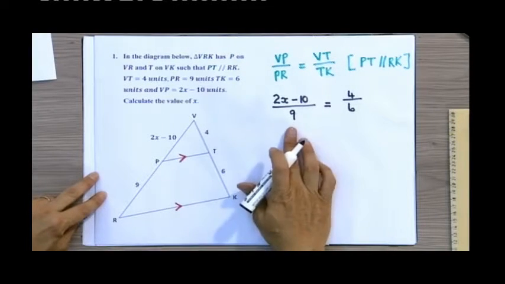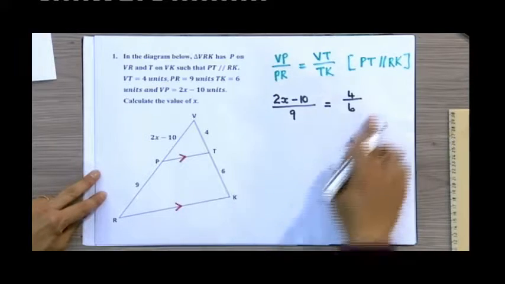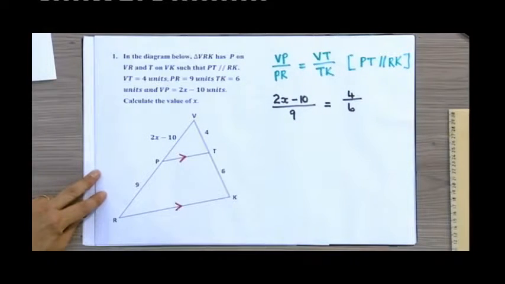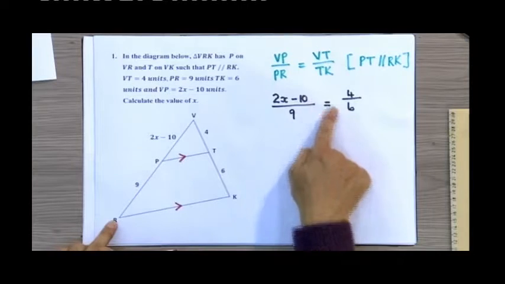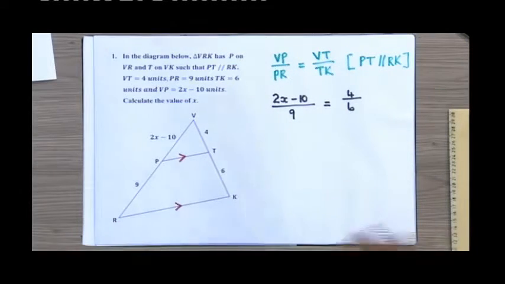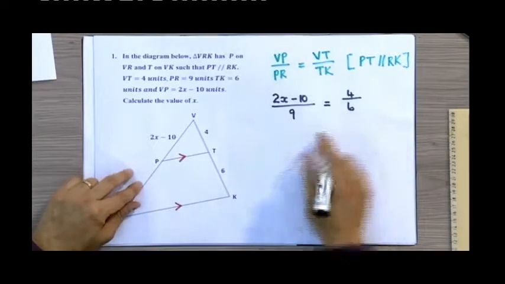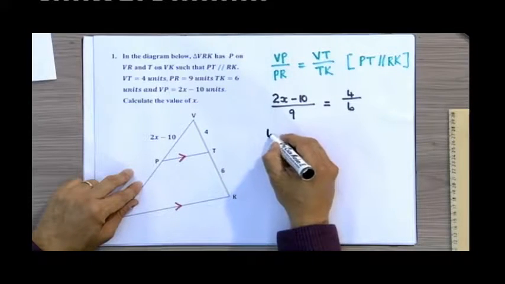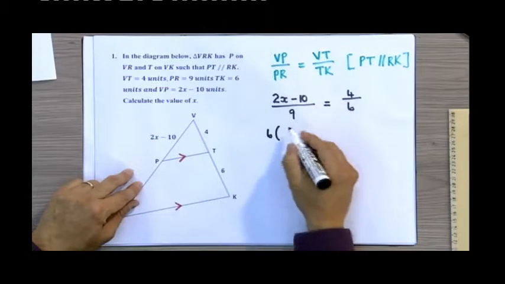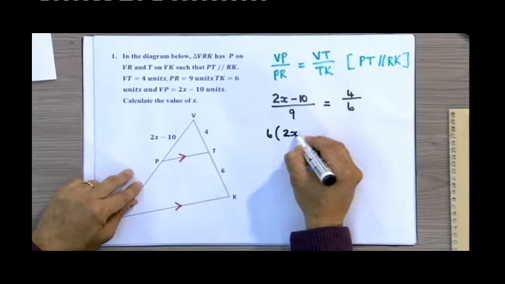Now, okay, there we have a ratio equal to a ratio. That is what we call in maths a proportion. What is the easiest way or the best way to solve a proportion? Yes, is to cross multiply. That means we cross multiply. That's quite the easiest or the best way. There are other options as well. So if we cross multiply, we are going to say 6 times the 2x minus 10.